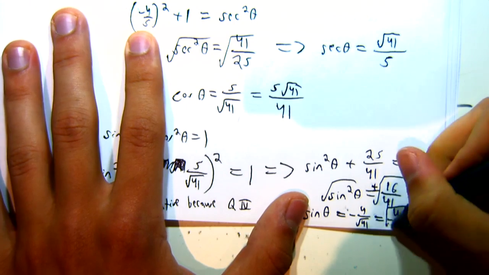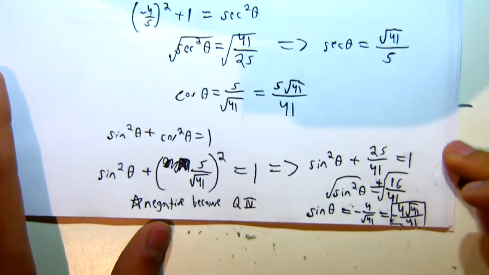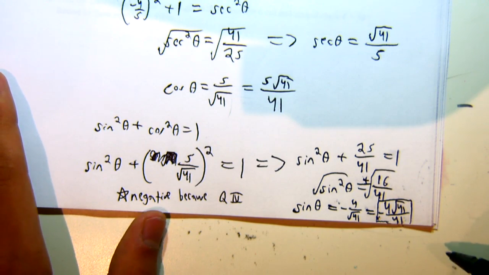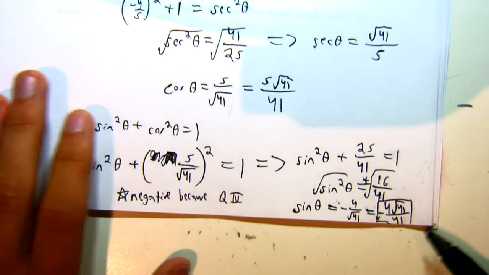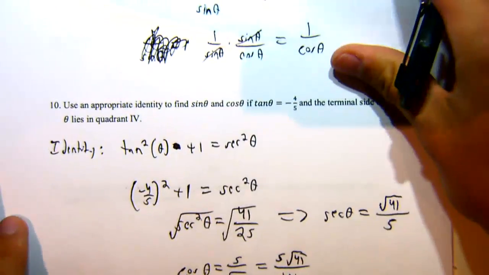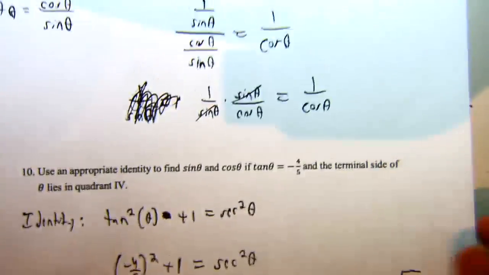Sorry, that kind of took up a lot of space, so it's kind of small. Hope you can see it. Can everyone see that clearly? It's negative 4 square root of 41 over 41. Alright. Anyone need more time? Can we move on?